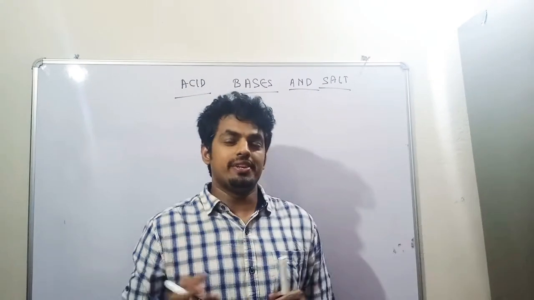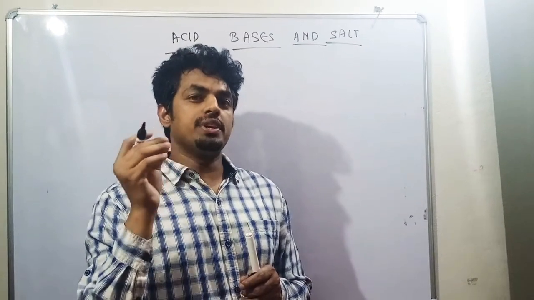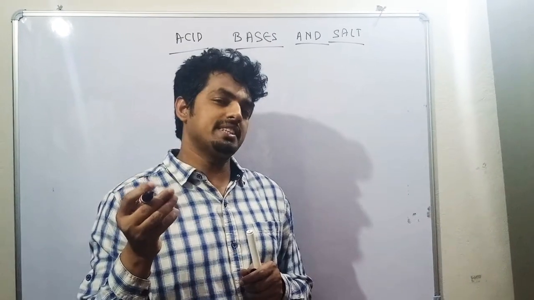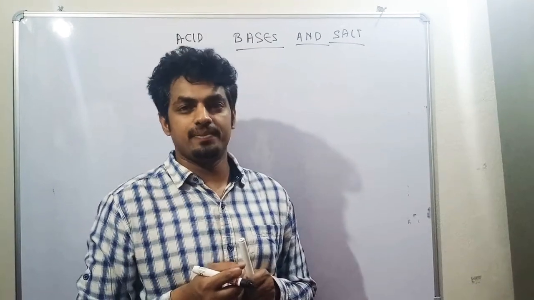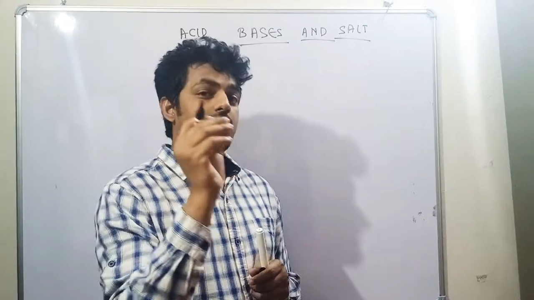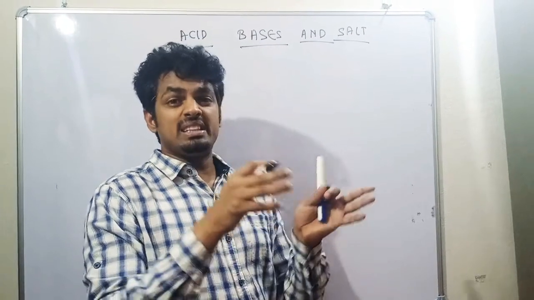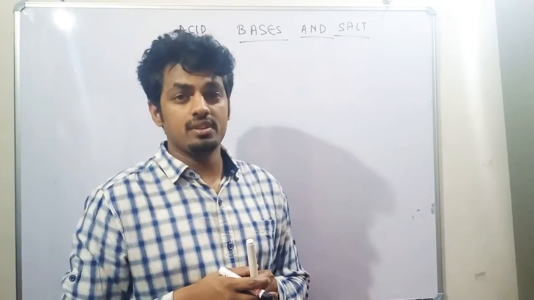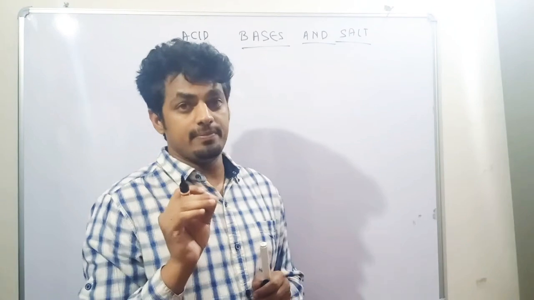As you all know, students, in our food diet we eat different kinds of things. Some have a sweet taste, salty taste, sour taste, bitter taste. Why do they have different kinds of taste? Because different kinds of chemicals are present in them. Now we will discuss in this video about an acid.